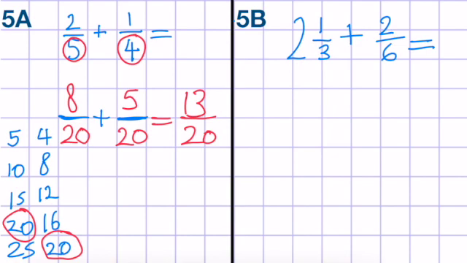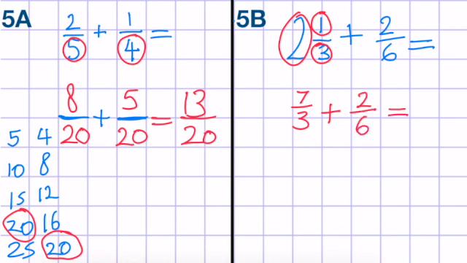Now over on 5b side, we have an added step in that we have a mixed number. So we're going to change that mixed number to an improper fraction before we start. And the way that we do that is we do the 2 times the 3. So 2 times 3 is 6, plus the numerator is 7. So that's 7/3 add 2/6.